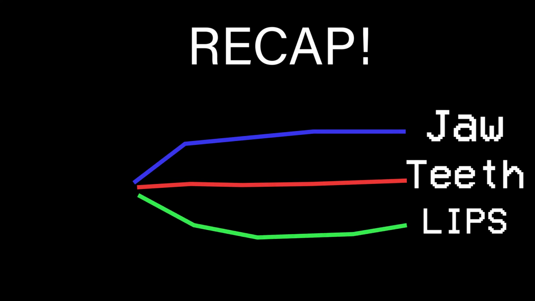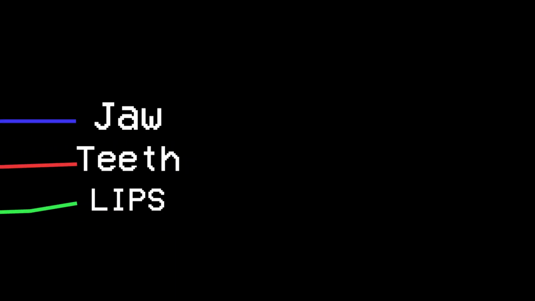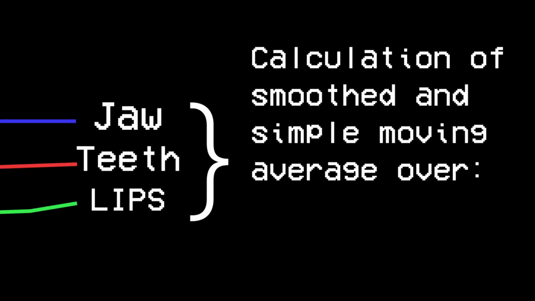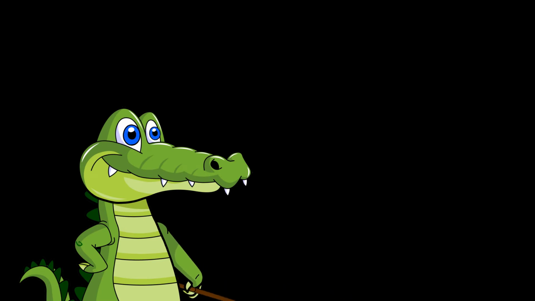There are 3 segments: the jaw, teeth, and lips, and these are color-coded as blue, red, and green, respectively. And each of these is a calculation of both a smoothed average and a simple moving average over 13, 8, and 5 periods. Let's take a look at the alligator's calculation.